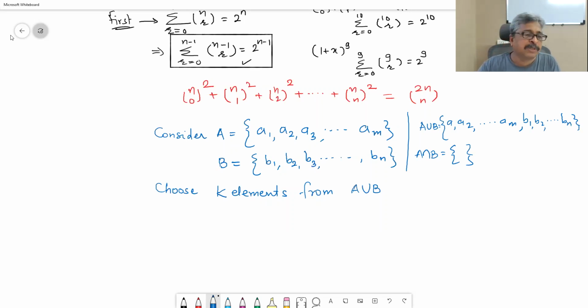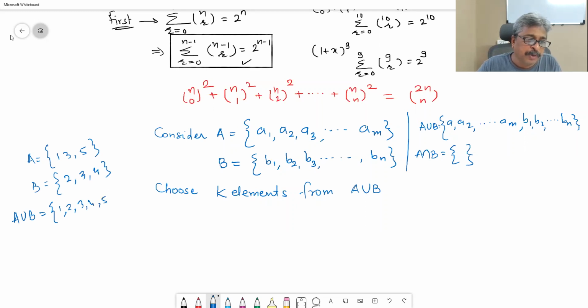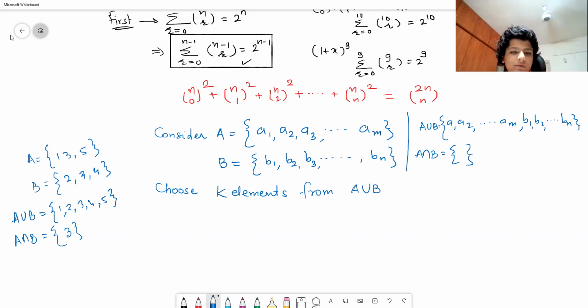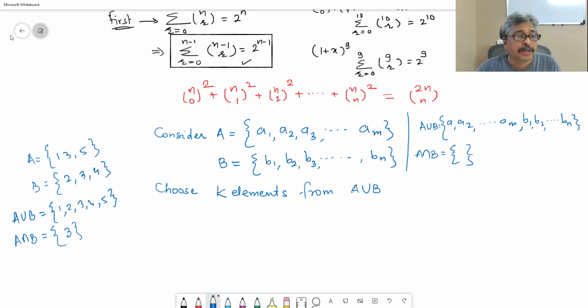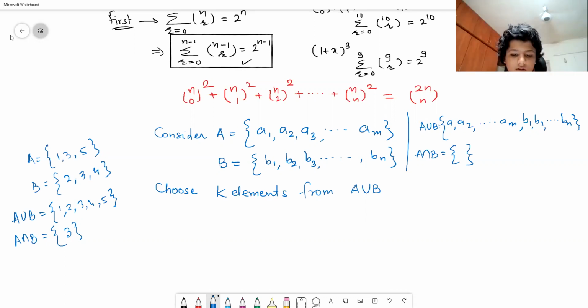But suppose I have set A equal to 1, 3, 5 and set B as 2, 3, 4. Then A union B would look like 1, 2, 3, 4, 5. Of course, the element present 2 times needs to be written only once. And A intersection B is going to be 3. That is the only element which is available in both. So set A is 1 comma 3 comma 5.